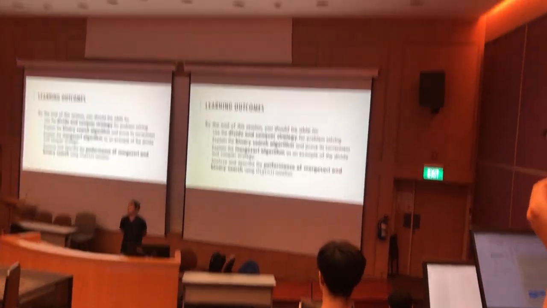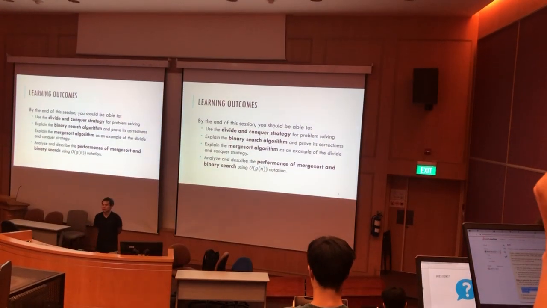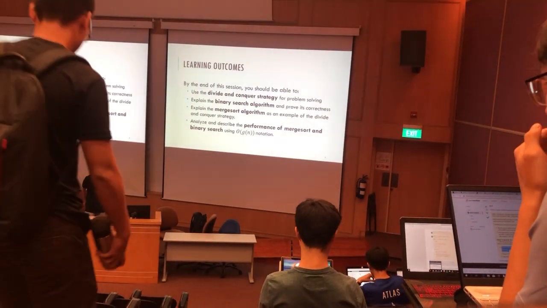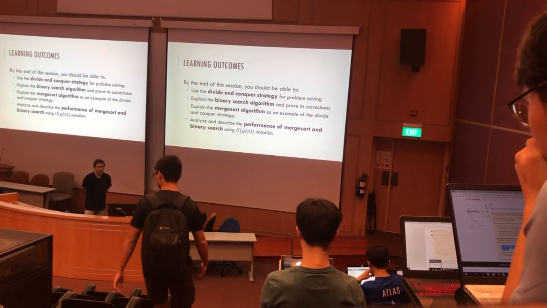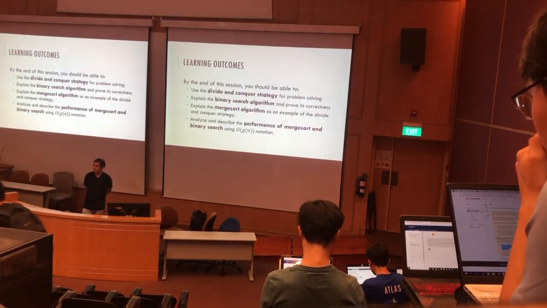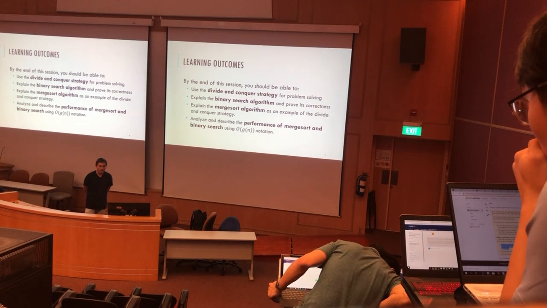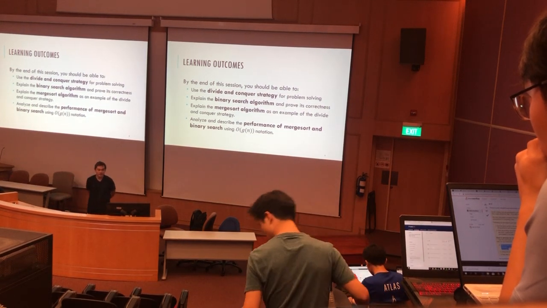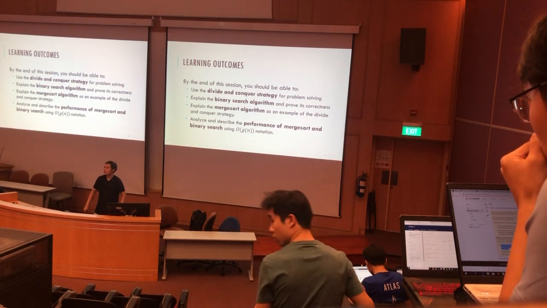So let's talk about today's learning outcomes. Today we're going to learn about divide and conquer. Divide and conquer is a very general strategy. You'll see it again and again and again throughout your years as a computer science student. We'll be looking at two particular versions of this strategy, which is binary search and merge sort. And then we'll be analyzing the performance of these using the techniques that we learned last week.